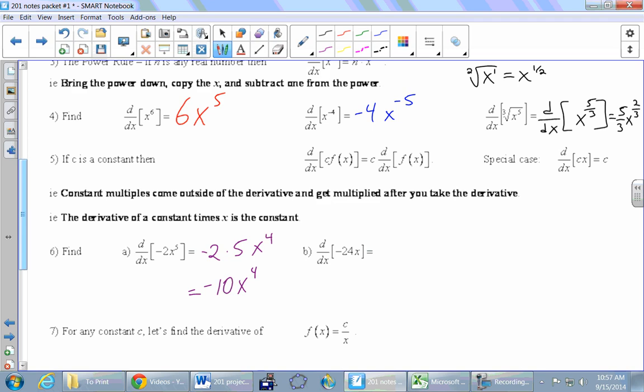Okay, and then the derivative of negative 24x, we're in this special case over here. The derivative of a constant times x is just the constant, negative 24.